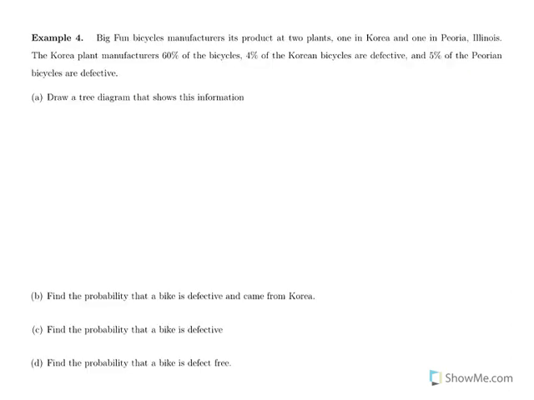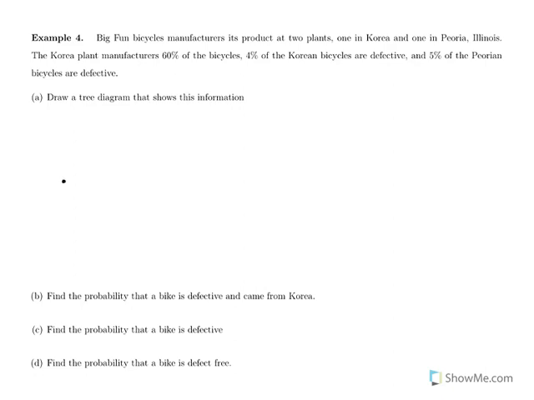All right, moving on from hearts and cards, let's talk about a completely different example. Big Fun Bicycle manufactures its products at two plants, one in Korea and one in Peoria, Illinois. The Korea plant manufactures 60% of the bicycles total, 4% of the Korean bicycles are defective, and 5% of the Peorian bicycles are defective. Draw a tree diagram that shows this information.